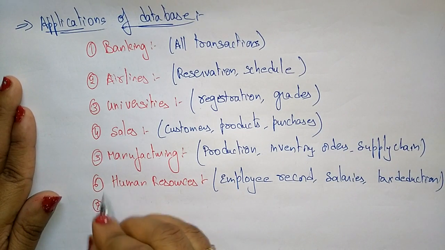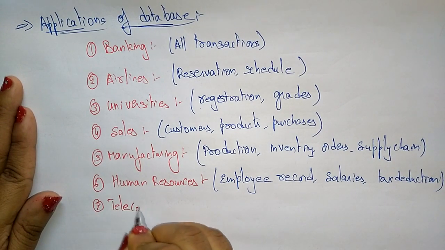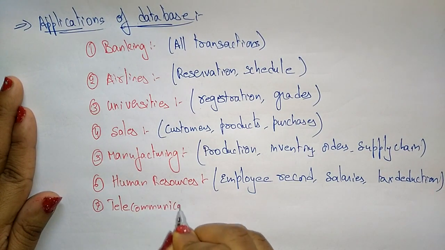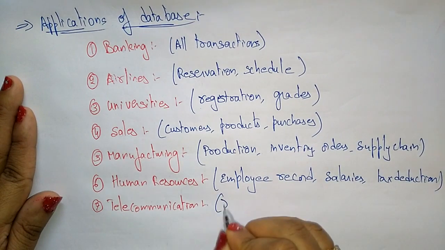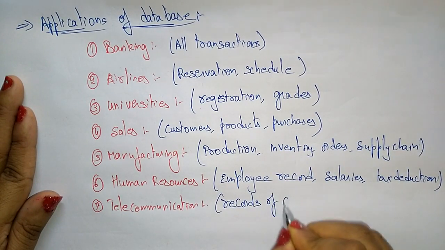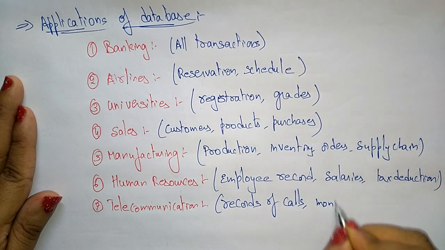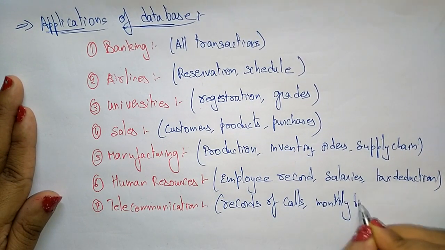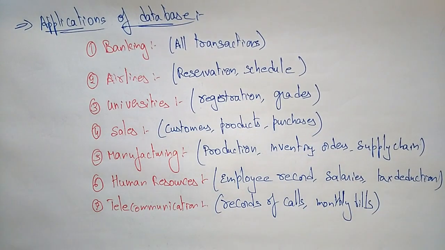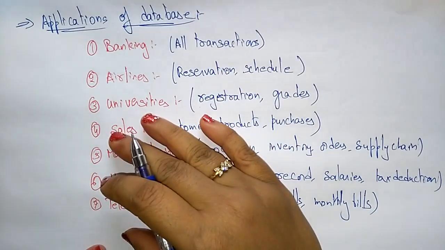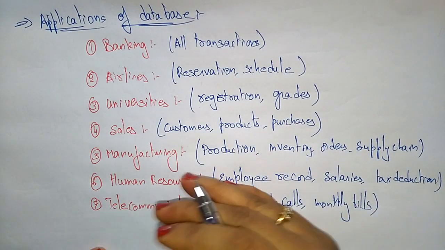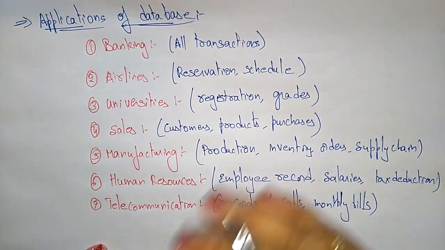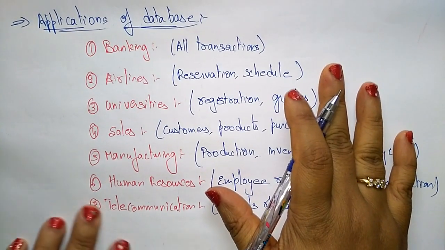And coming to telecommunication. Nowadays everyone is using telecommunication. In the telecommunication field, the database is mainly useful for storing the records of calls, monthly bills, etc. So these are the different applications of database. In these areas, the database is mostly useful, and without a database, organizations can't run. So it's very useful.